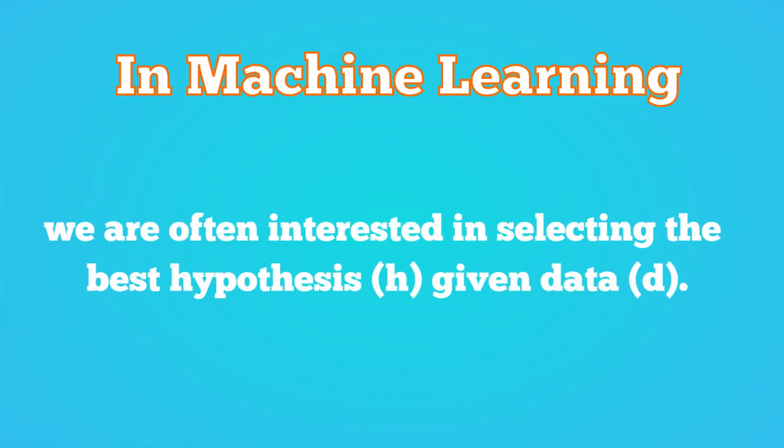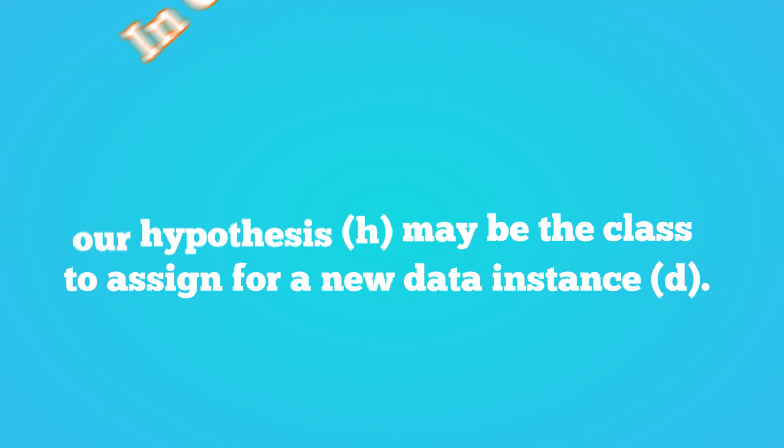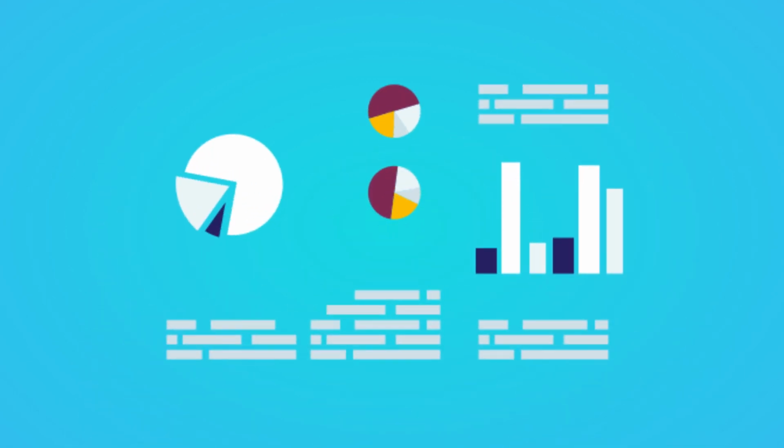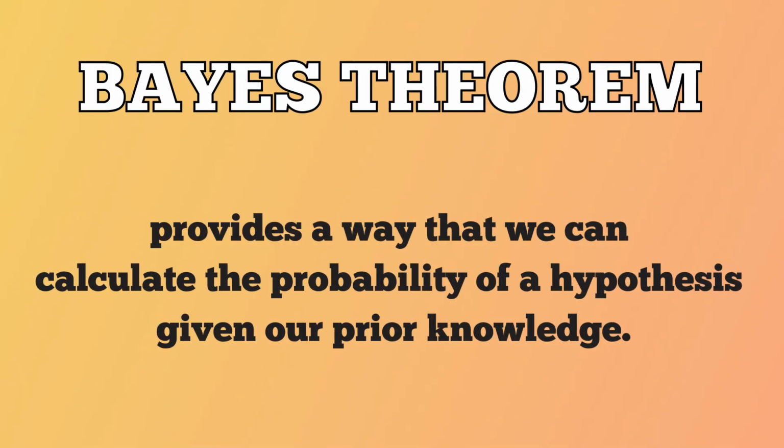In machine learning we are often interested in selecting the best hypothesis, H, given data, D. In a classification problem, our hypothesis, H, may be the class to assign for a new data instance, D. One of the easiest ways of selecting the most probable hypothesis given the data that we have is to use our prior knowledge about the problem. Bayes' theorem provides a way that we can calculate the probability of a hypothesis given our prior knowledge.